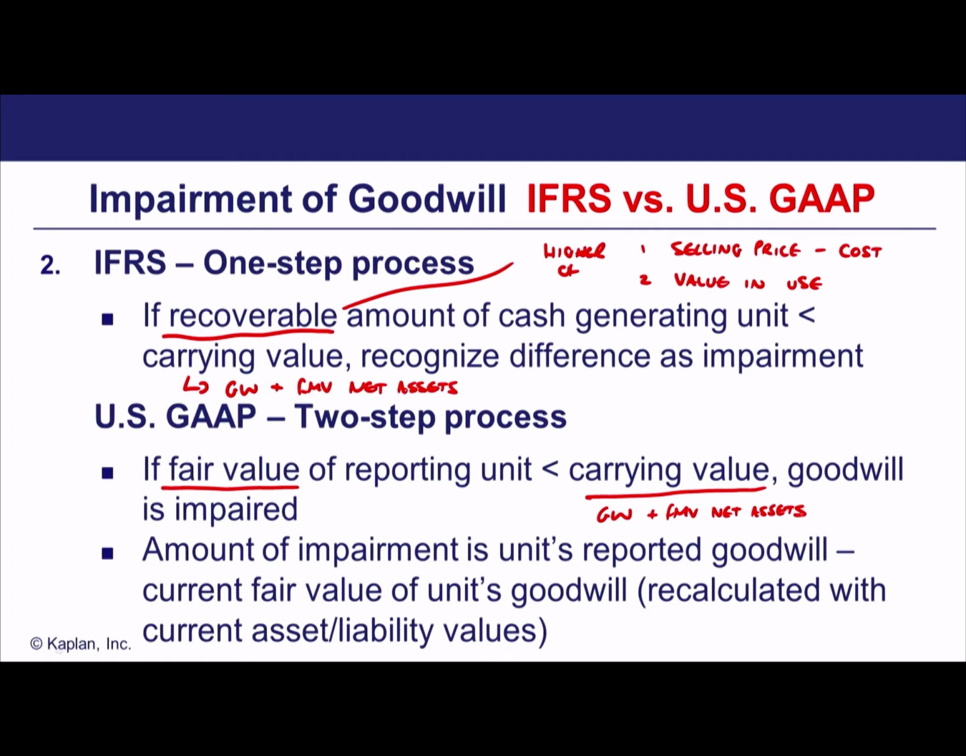Step 2 goes on to measure the impairment. Now, when we measure the impairment, what we're going to do is look at the goodwill that was reported compared to the current fair value of the unit's goodwill. In other words, what we're going to do under US GAAP is compare the original goodwill figure at the date of acquisition to a new goodwill figure, the goodwill at this point in the subsidiary's life.